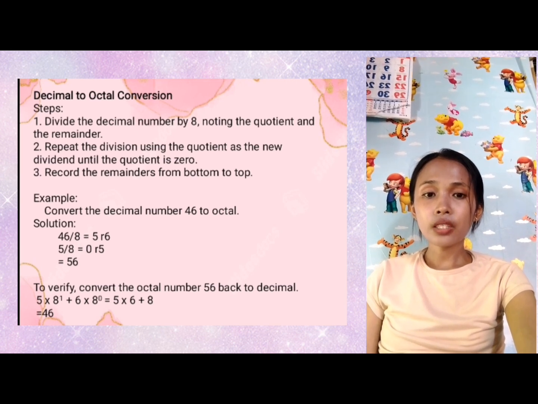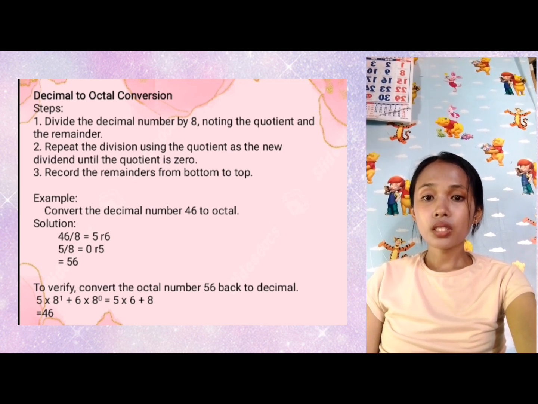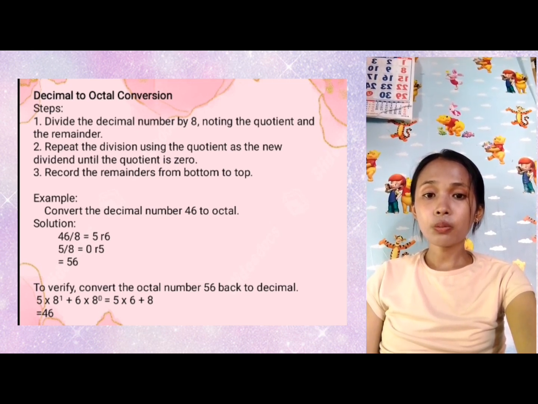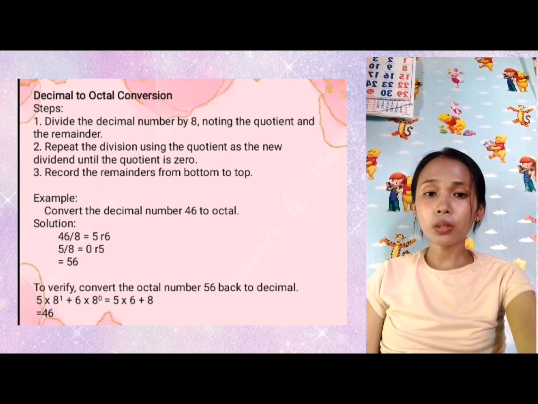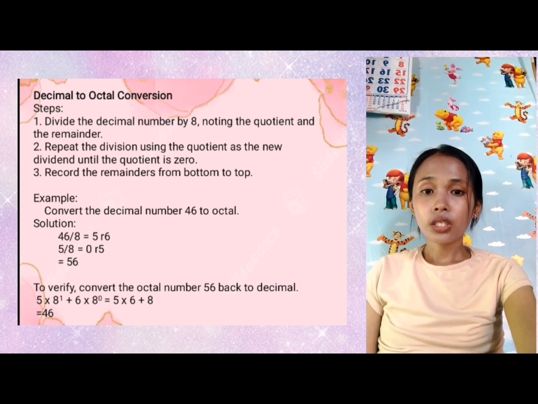To verify, convert the octal number 56 back to decimal. That will be 6 times 8 raised to the power of 0 plus 5 times 8 raised to the power of 1 equals 5 times 8 plus 6 equals 46. So, the conversion is correct.